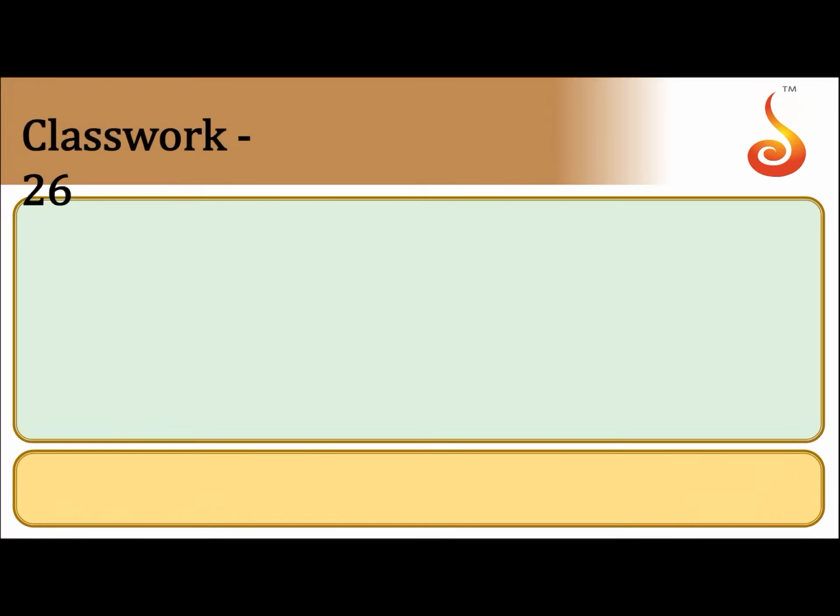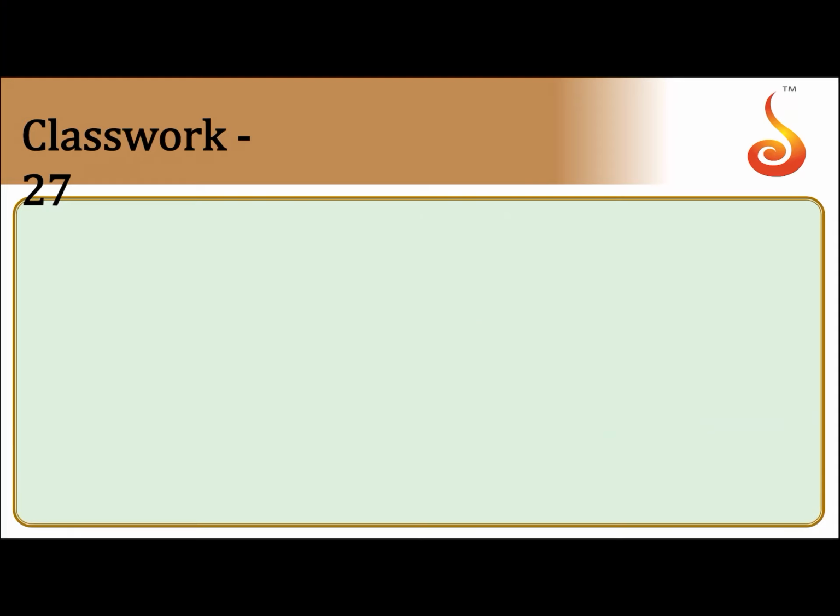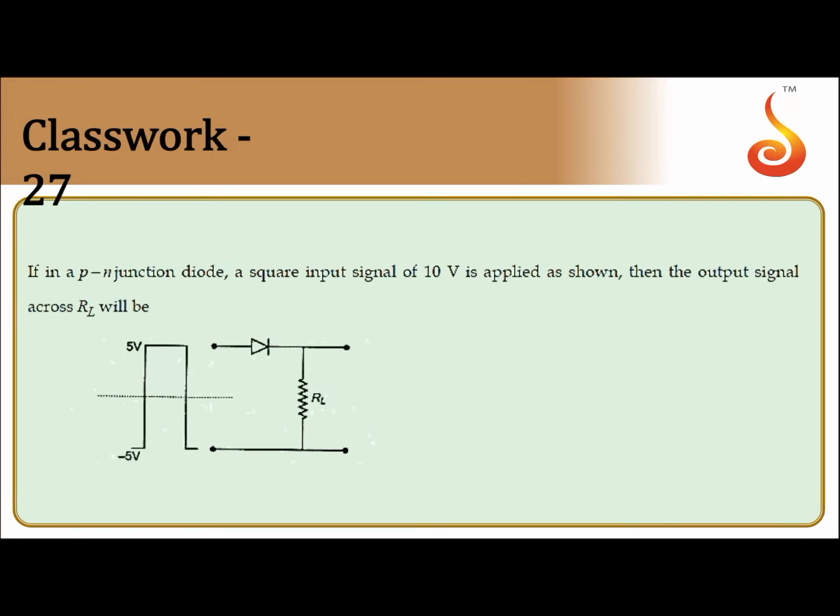Yes, we shall move on to the next one. If in a PN junction diode, a square wave input signal of 10 volt is applied as shown, then the output signal across RL will be.